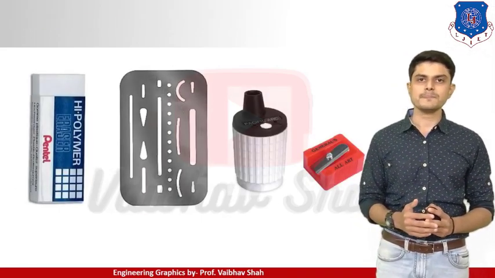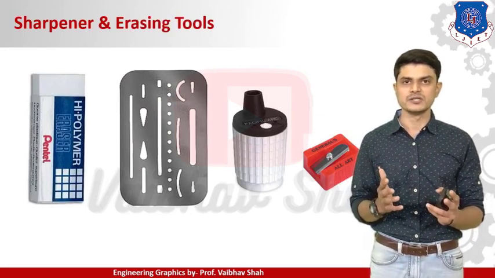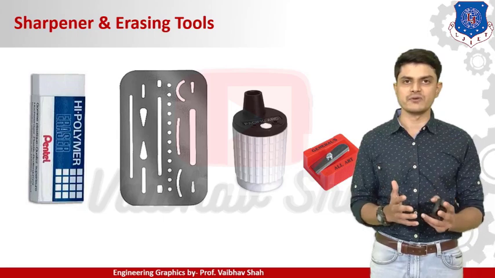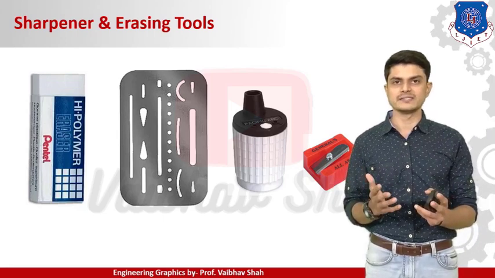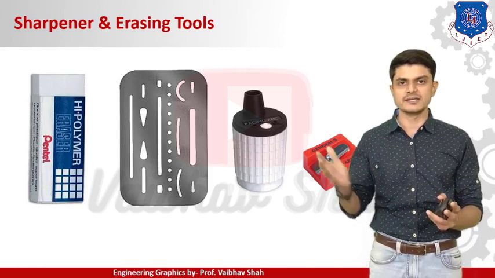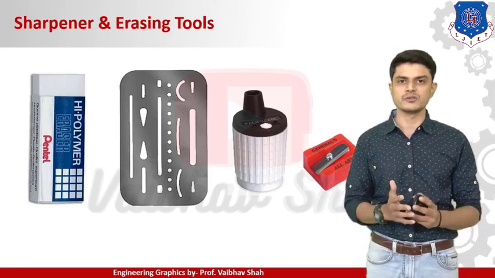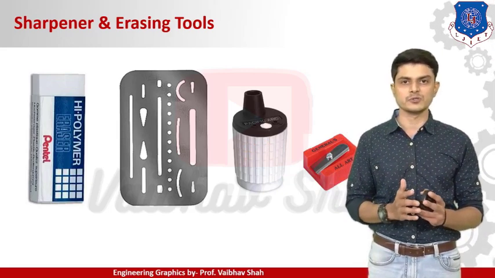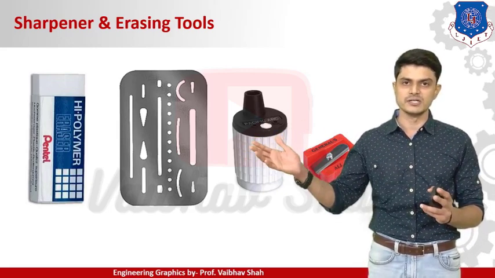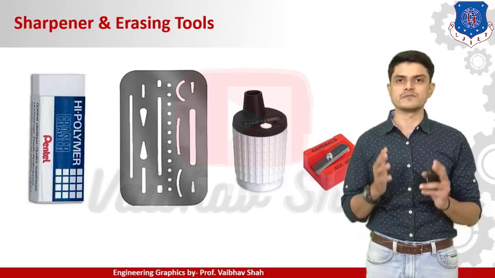Next, these are the sharpener and erasing tools. We need these tools very frequently. When you need to erase a certain portion of a drawing on a drawing sheet, you will be using an eraser. This is the erasing shield, a device used to remove a certain portion of the drawing without affecting another portion. We place the erasing shield on the drawing and use the eraser to remove that certain portion of your drawing.